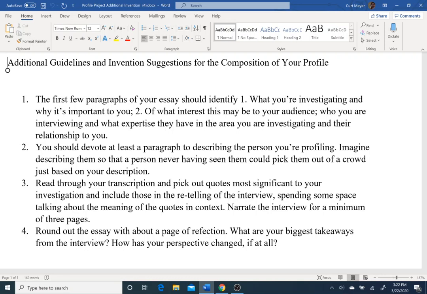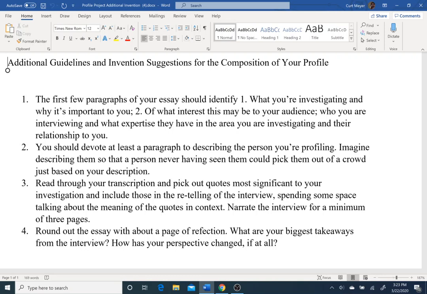So spend some time, a paragraph or so, describing the person. Again, in terms of physical detail, in terms of how the person speaks, in terms of how the person carries themselves, and so on and so forth. You can also include images. In fact, I would encourage you to do so.